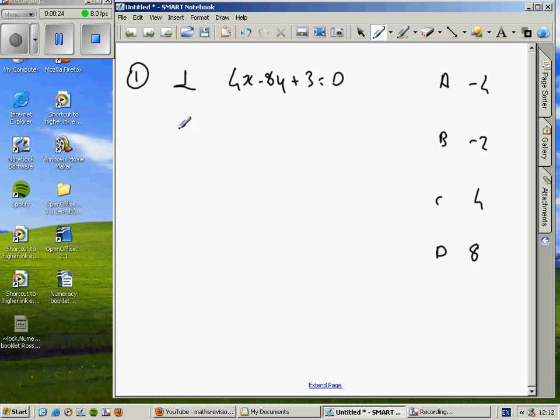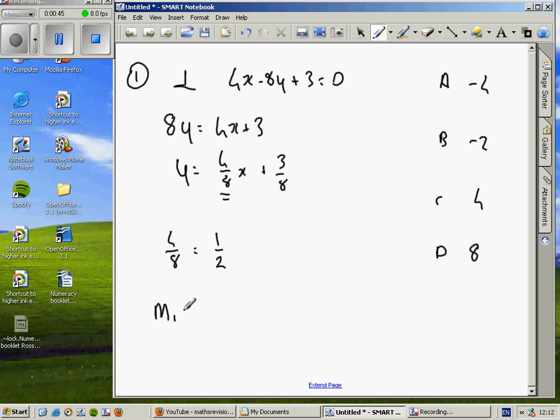Well, first of all, to find the gradient of this line, we'll rearrange it in the form of y equals mx plus c. So 8y is equal to 4x plus 3, but we need to divide through by 8 to get the form y equals mx plus c. So that's y equals 4 over 8x plus 3 over 8. The gradient of this line is 4 over 8, which can be simplified to 1/2.